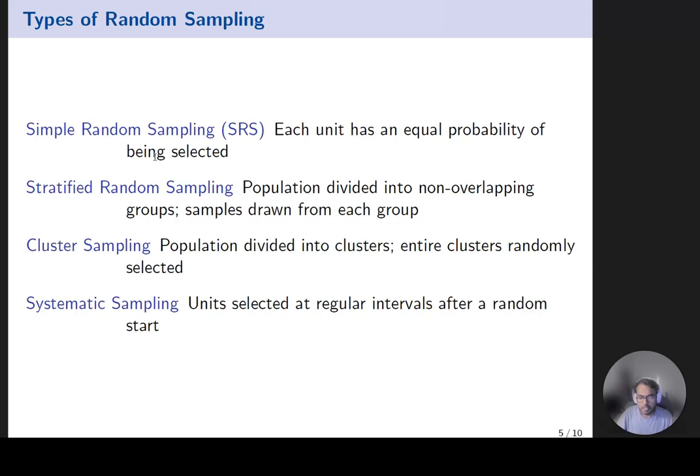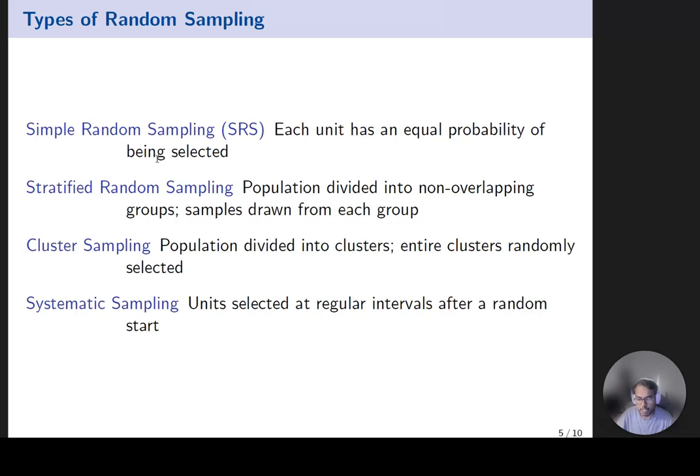So now that we understand why random sampling is important, let's look at the different types of sampling methods we will deal with. The most basic type of sampling method is simple random sampling, or SRS in short. This is exactly what it sounds like. Each unit has an equal probability of being selected. It's like pulling names out of a hat, as I mentioned earlier.